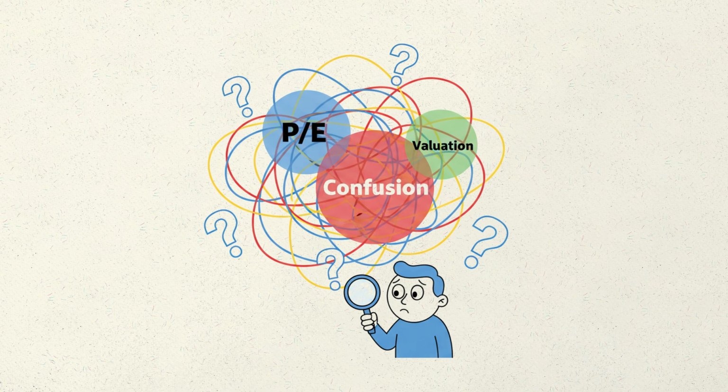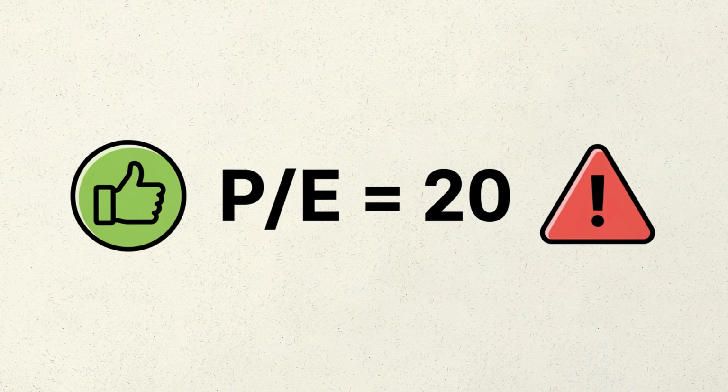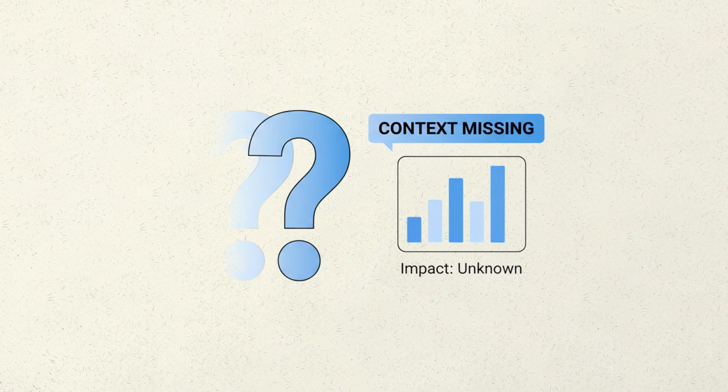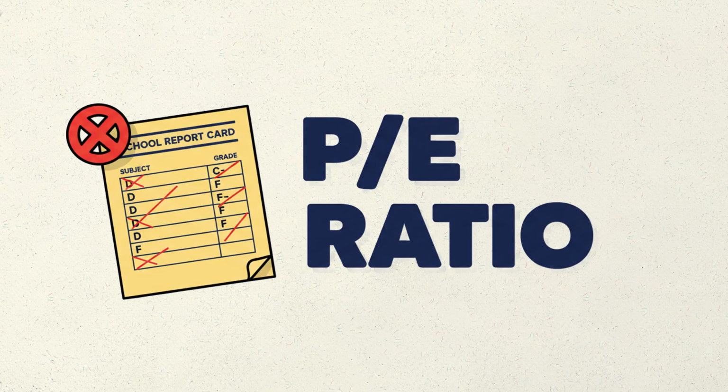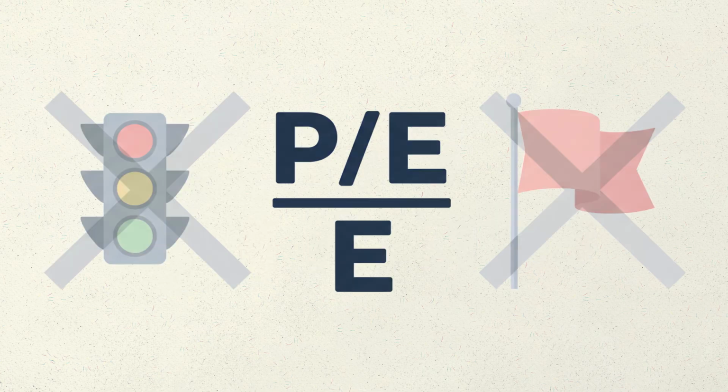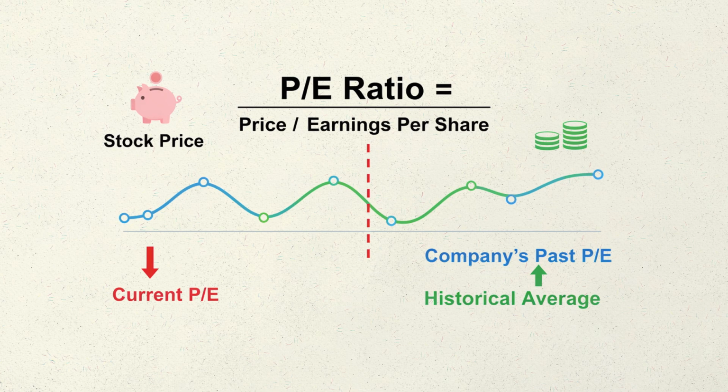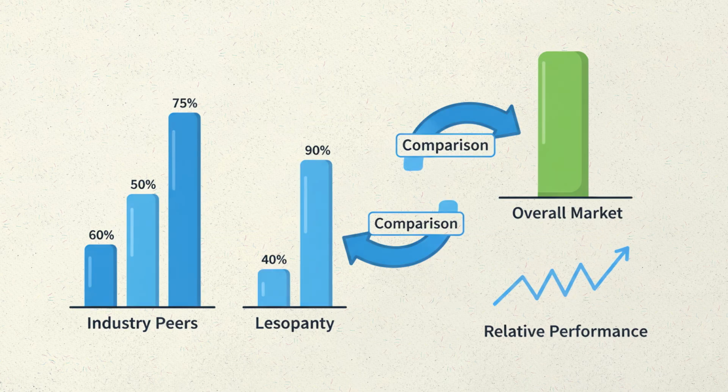Now comes the part that confuses most beginners. Is a P/E of 20 good or bad? The truth is, that question by itself doesn't mean much. A P/E ratio isn't a report card. It doesn't come with a green light or a red flag attached. It only becomes useful when you compare it to something else, like the company's past PE, similar companies in the same industry, or the overall market.